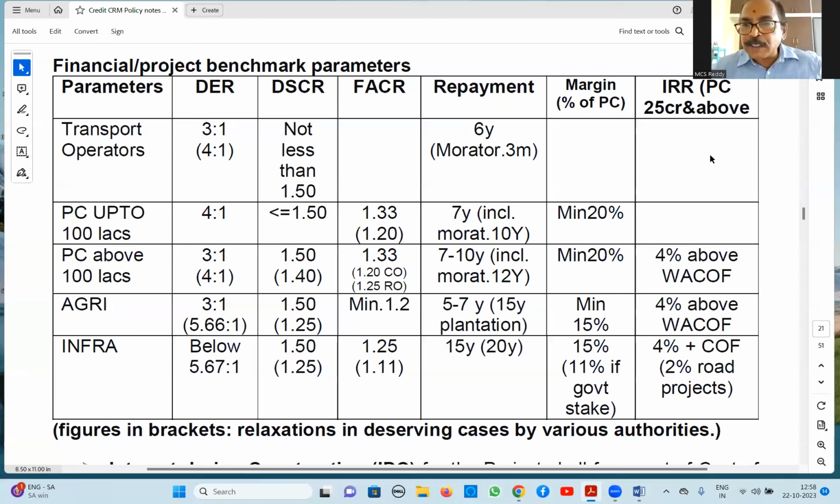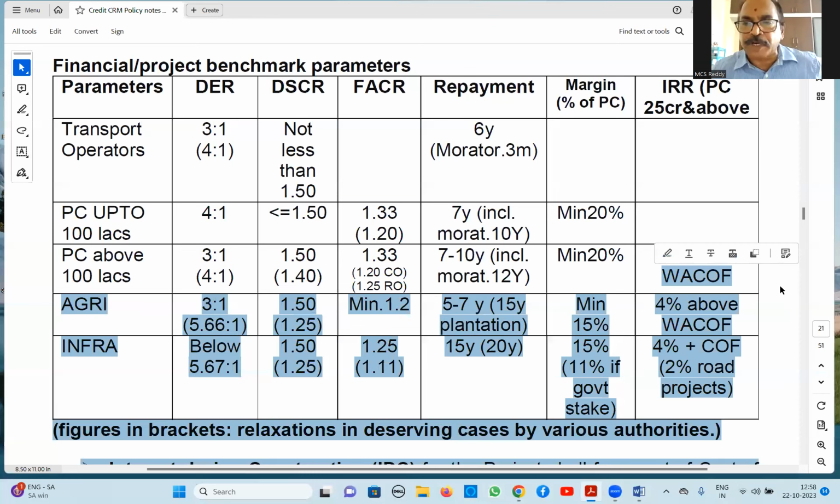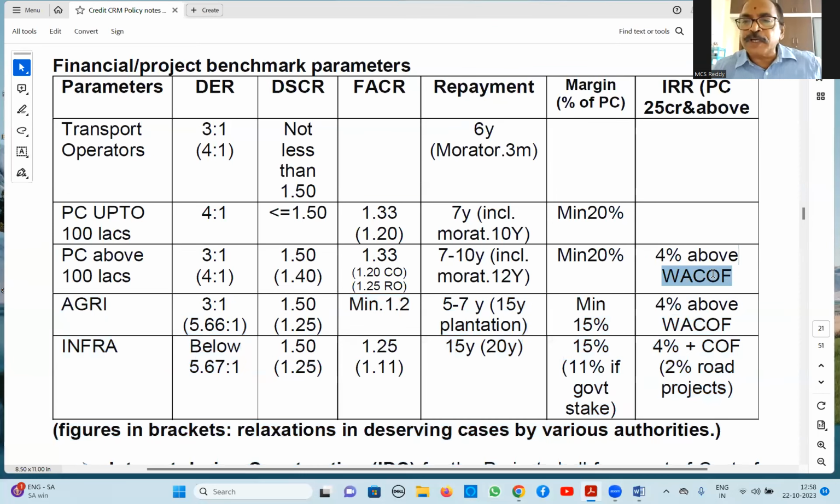So what is the rate? 4% above weighted average cost of funds. Weighted average cost of funds means approximately cost of funds. So normally, as we have seen earlier, our bank balance sheet cost of funds is about 4.5%, something like that. That is cost of funds. So 4% above means at least 8.5% IRR should be there. Then only we call it viable and accept it for the financial parameter.